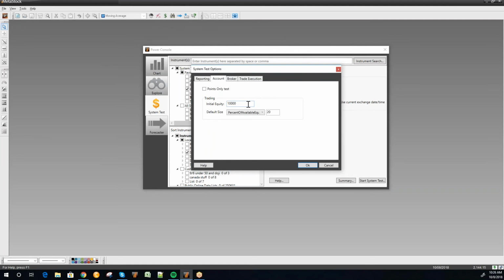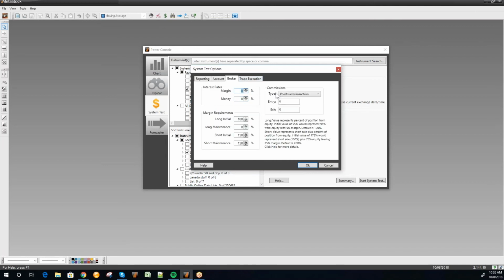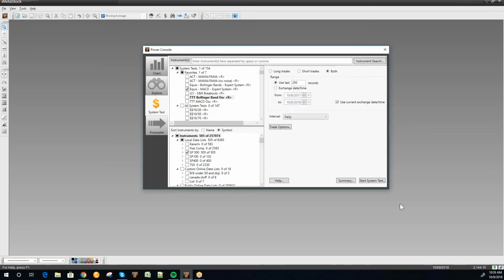I'm also going to come in here and identify how much I'm trading with, what's in my account. Each time I actually trade, what am I trading with? For example, am I trading a number of shares? Am I trading a specific transaction cost, or am I focusing on a percentage of my available equity? So I can enter that in here. I can enter in all of my brokerage fees so that you're accurate with your system testing. I'm going to go ahead and hit OK. And let's go ahead and start this system test.